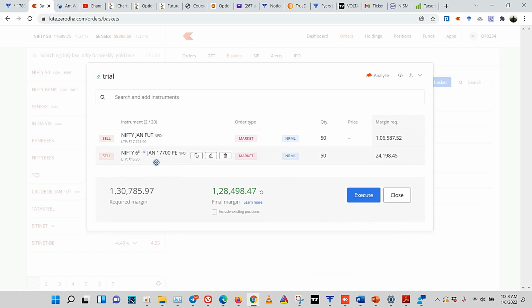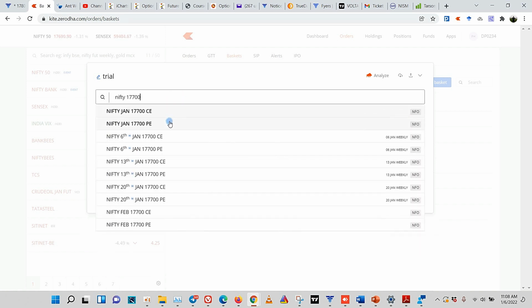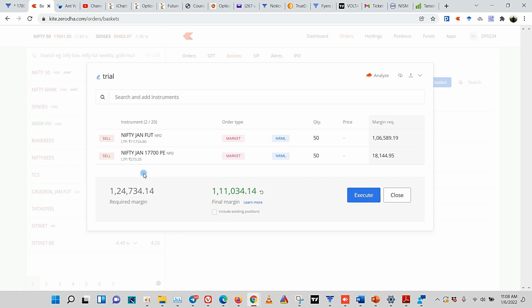If I short 17,700 put for weekly expiry, my margin is not decreasing much. If I short monthly put of 17,700, then margin required is less than that required for weekly put option. This is because monthly put has higher premium than weekly put, so protection provided is more. Because of that, margin required is less.